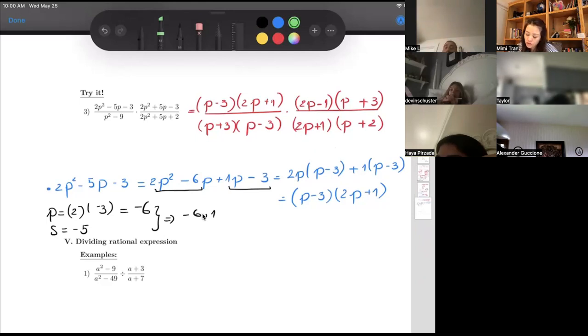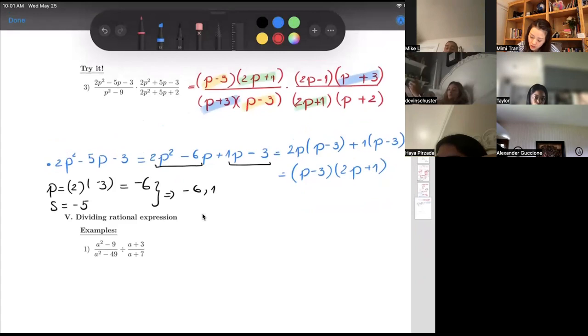Now you can cancel stuff. This is my favorite part. And then what else? p minus 3, p minus 3, and then p plus 3, p plus 3, and that's it. And then the answer will be 2p minus 1 over p minus 2.